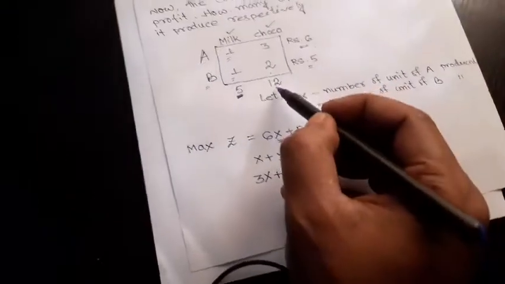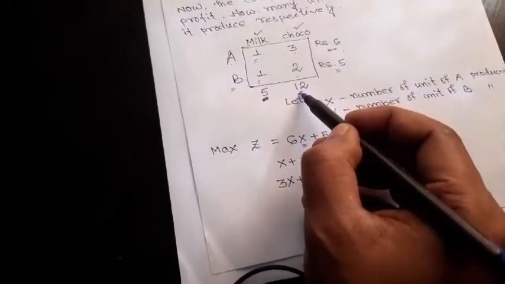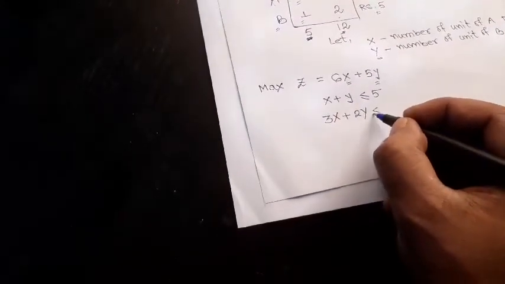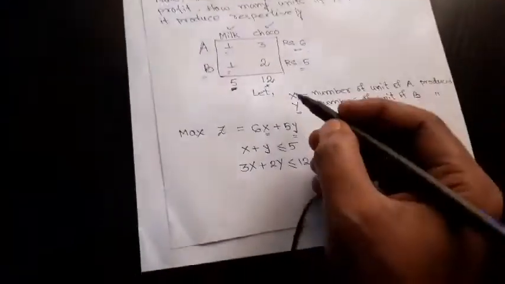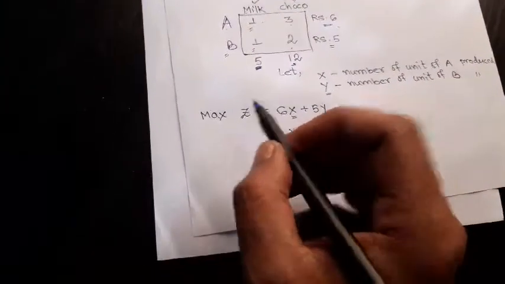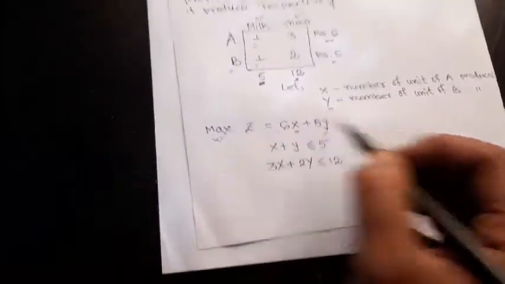This 3x plus 2y is the total requirement of choco. It should not exceed the availability. The available chocos is 12. So that means 3x plus 2y is less than or equal to 12. That means this is the company's objective: the company's objective is to maximize this Z.